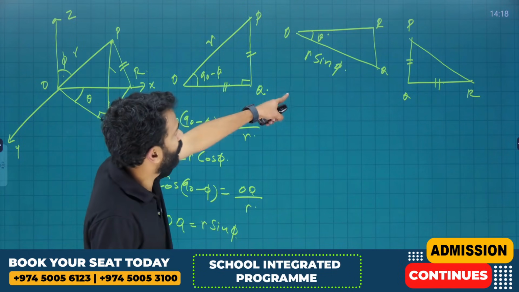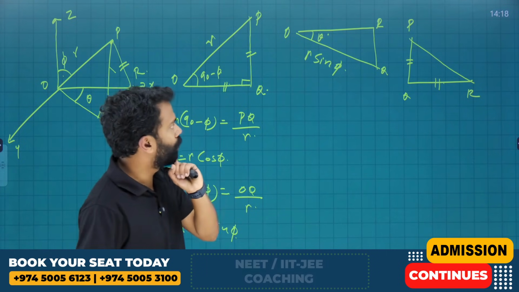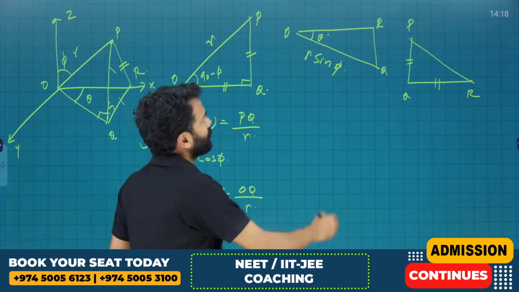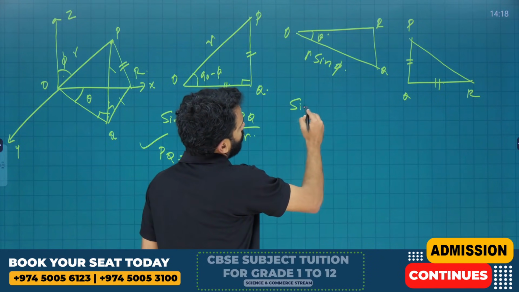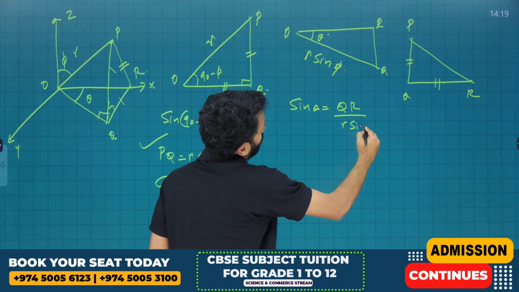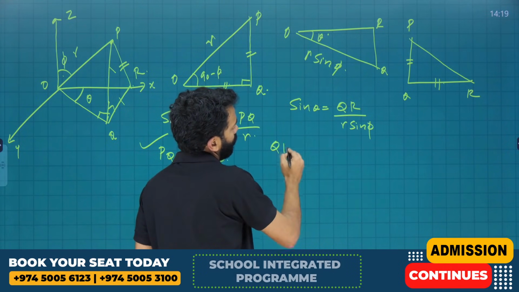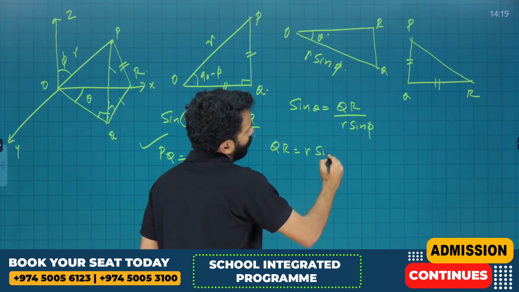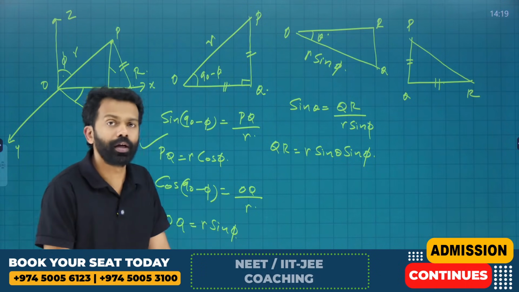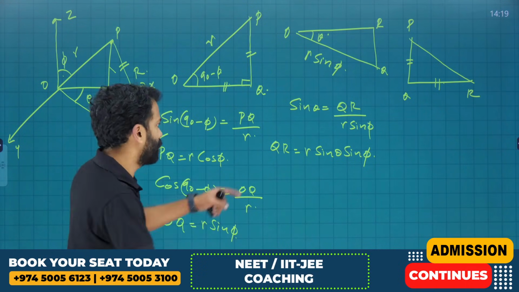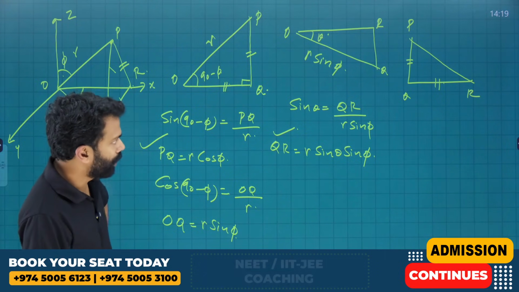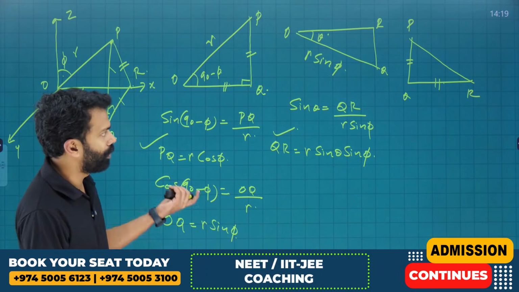And from this triangle, we need to formulate QR. How are we going to formulate QR? Apply sine theta. Sine theta is equal to QR by gamma sine phi. Therefore, QR is equal to gamma into sine theta into sine phi. That's what QR is, and this is what PQ is. I hope you are getting the idea here. PQ and QR we got already. Then we can formulate PR.